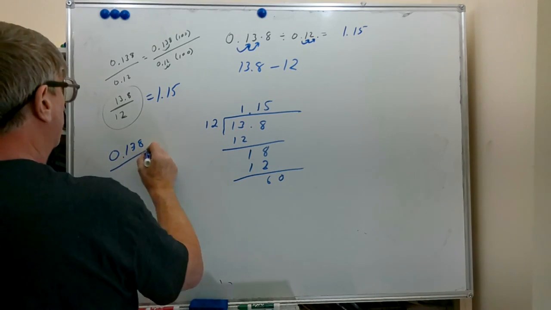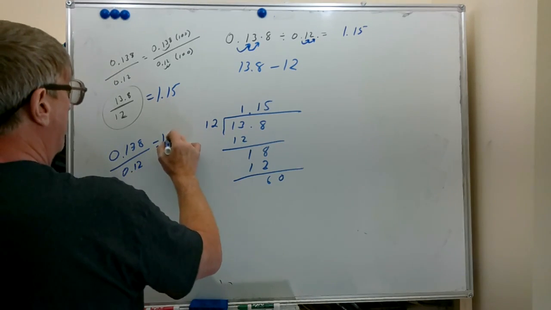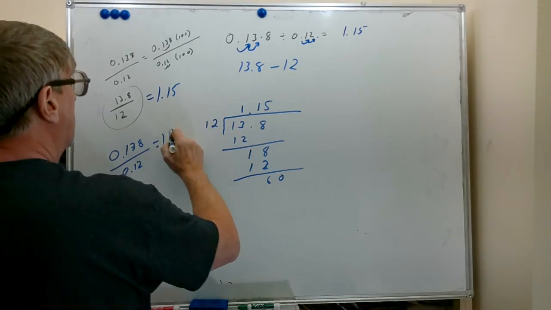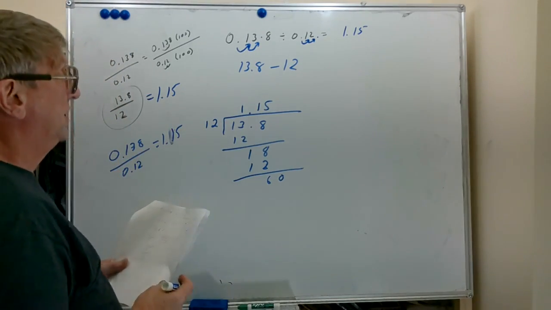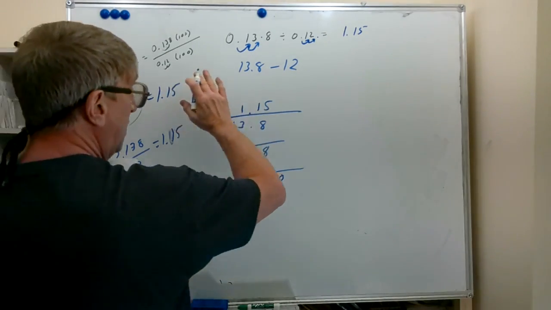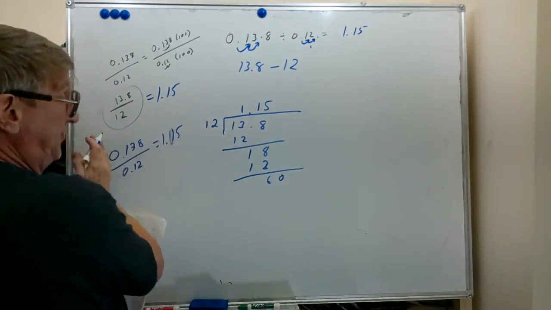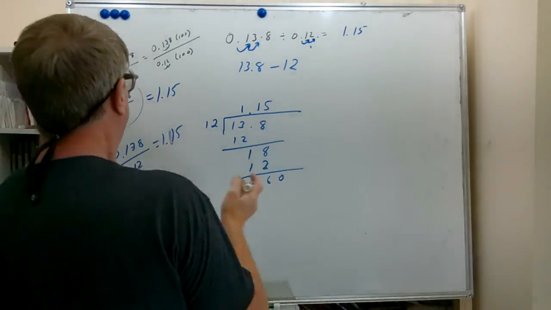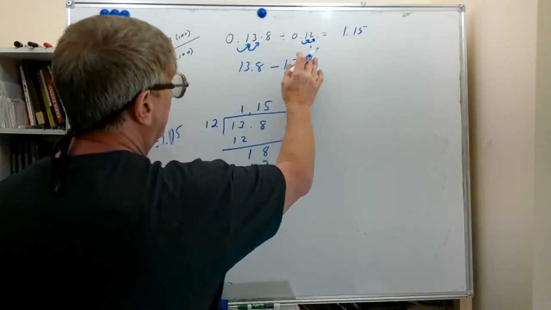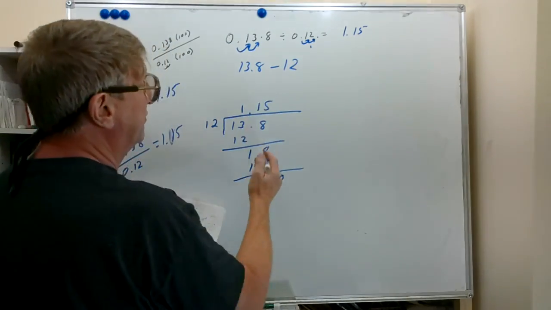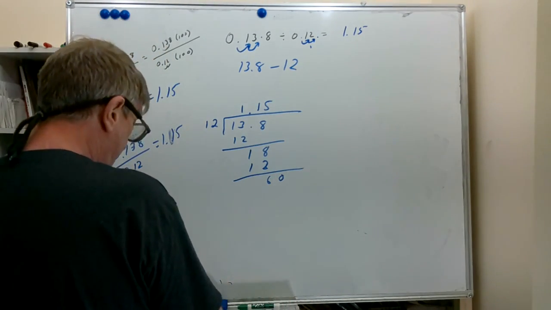0.138 over 0.12 is equal to 1.15. You can punch this in your calculator if you desire and check it out. But this is how we would do it longhand. We would need to convert this into a whole number, which isn't necessary to do on your calculator, but the calculator will keep track of that for you. But to do it longhand, we convert it into a whole number. We do the long division. We get the same answer as our calculator will give us just by punching in the numbers.